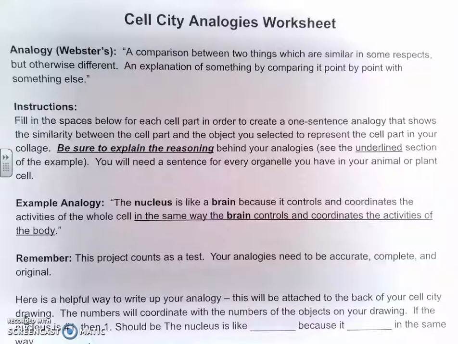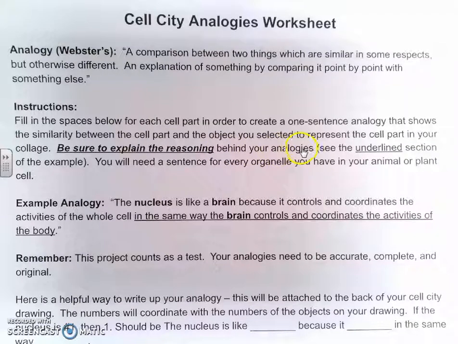So your instructions are to fill in the spaces below for each cell part in order to create a 1-sentence analogy that shows the similarity between the cell part and the object you selected to represent the cell part in your collage. That's really wordy, but just follow along with me. This is so important. Highlight, be sure to explain the reasoning. If you don't, it's wrong.